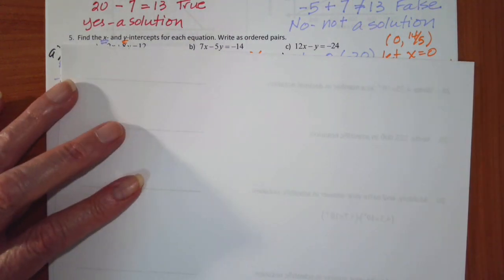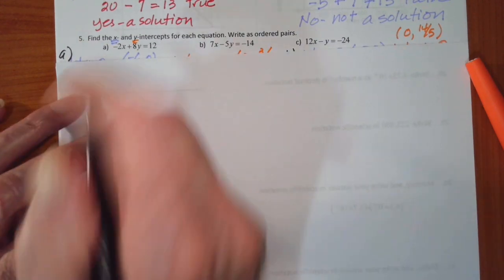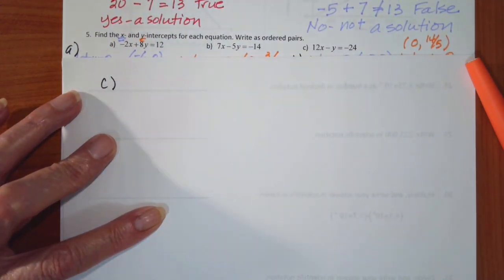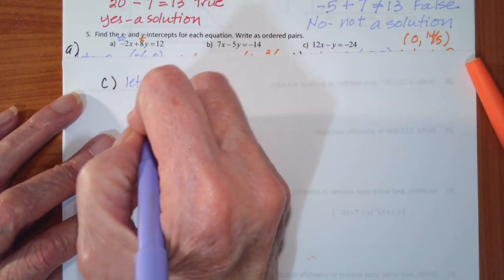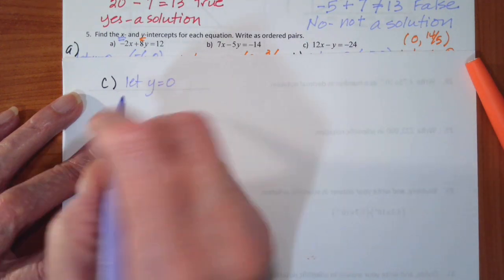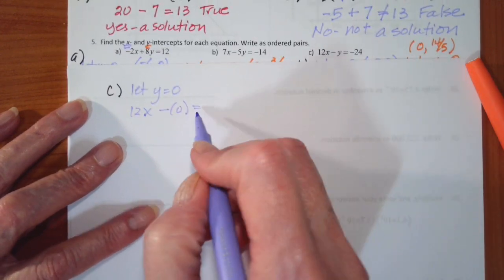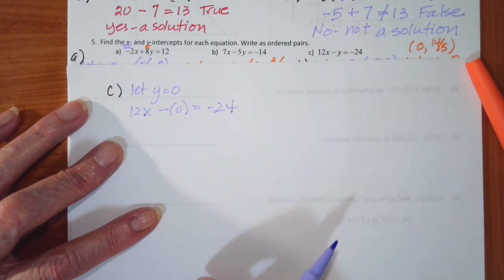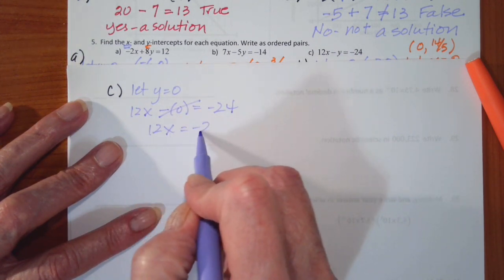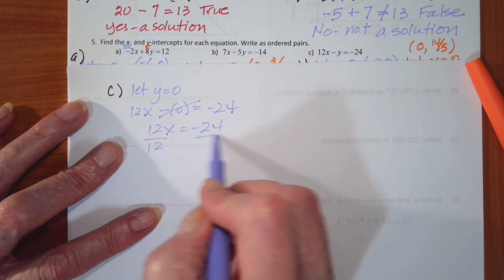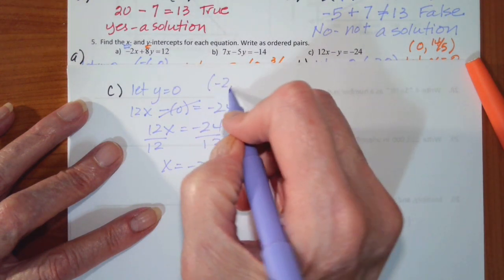Okay. And then for my third one, for C. So to find the x-intercept, I'm going to let y equal 0. So that's 12x minus 0 is equal to negative 24. 12x is equal to negative 24. So x is negative 2. So it's negative 2, 0.